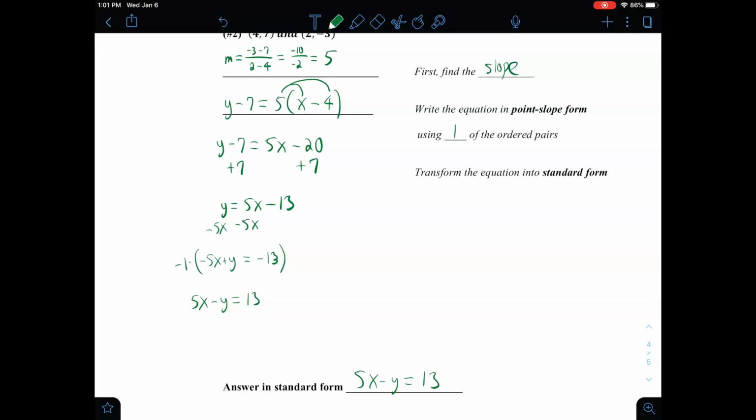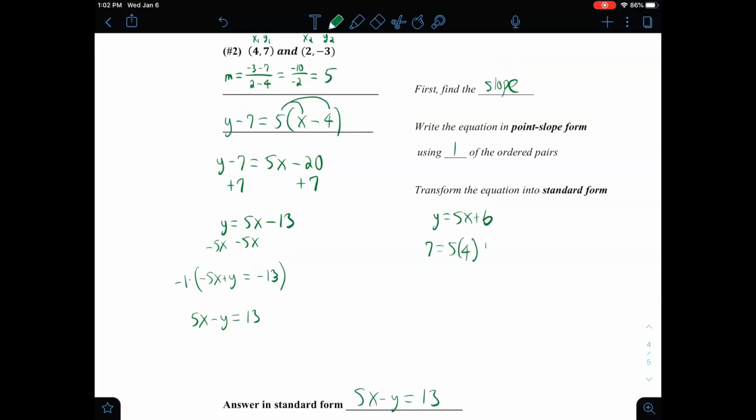If we did it the other way, I'll just show you how to set up the other way. You would do y equals 5x plus b, right? We would just plug it in. We're going to plug in 4 and 7. So we had 7 equals 5 times 4 plus b. So we get 7 equals 20 plus b. Subtract 20. Negative 13 equals b. And then your slope intercept form would be y equals 5x minus 13. Then you would move stuff around like we did over here for this problem. Okay? So either way is totally legit.